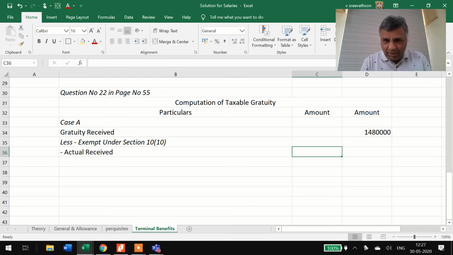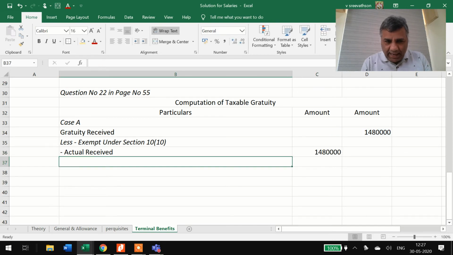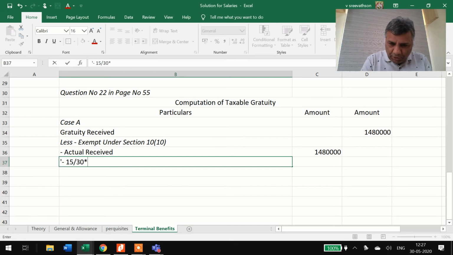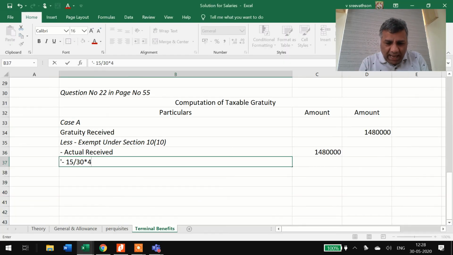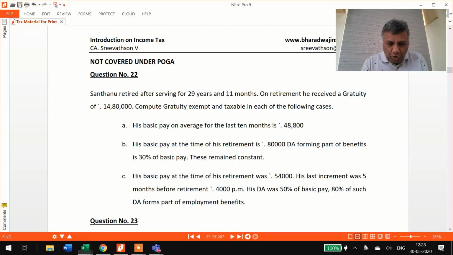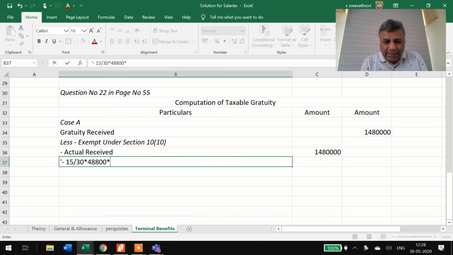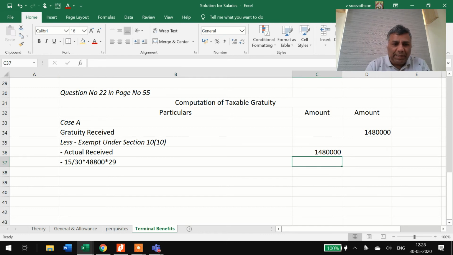Actual received 14 lakh 80,000, less 15 by 30, you can write 1 by 2 also, into his average pay for the last 10 months, 48,800, into number of years of service. Shantanu retired after serving 29 years, 11 months, so only completed years of service should be taken: 29. Repeating, 15 by 30 into average salary 48,800 into 29.